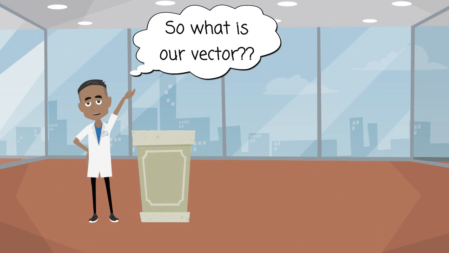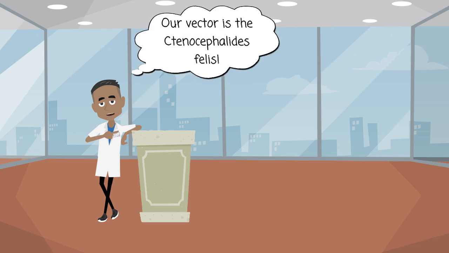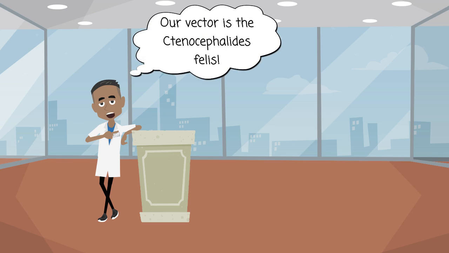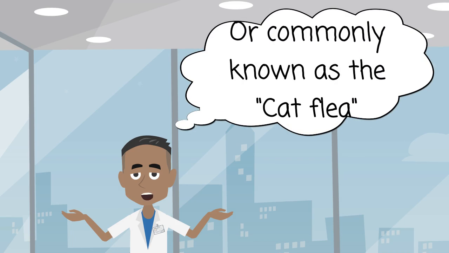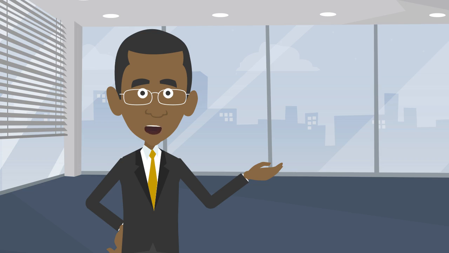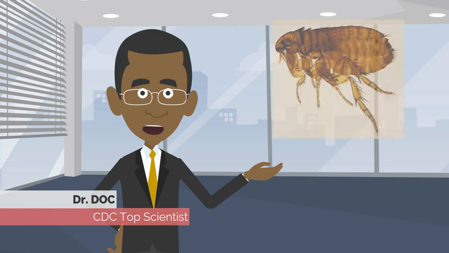So what is our vector? Our vector is the Ctenocephalides felis, or commonly known as the cat flea. The cat flea is laterally flattened without wings and has 3 pairs of legs for jumping. The way to distinguish the cat flea is the presence of pronotal and genal combs.